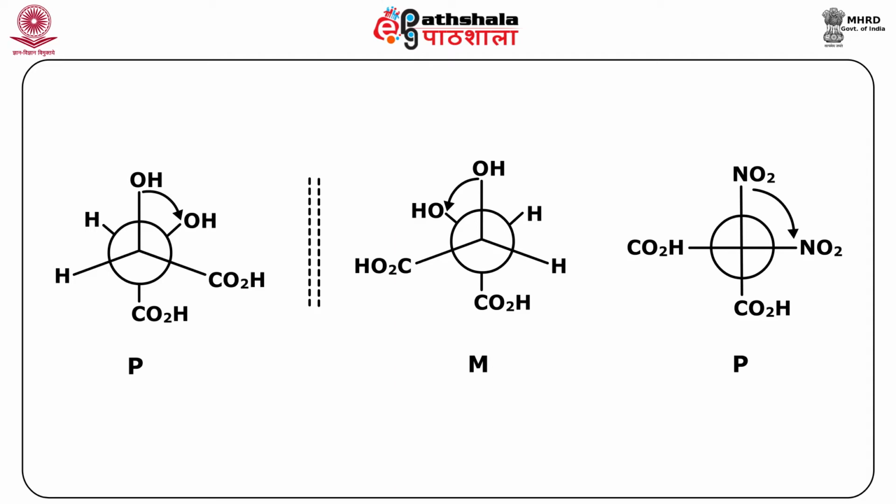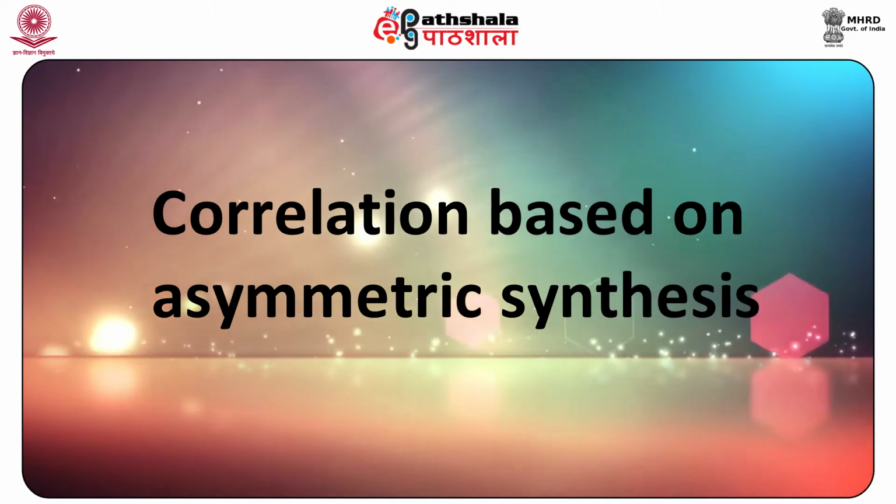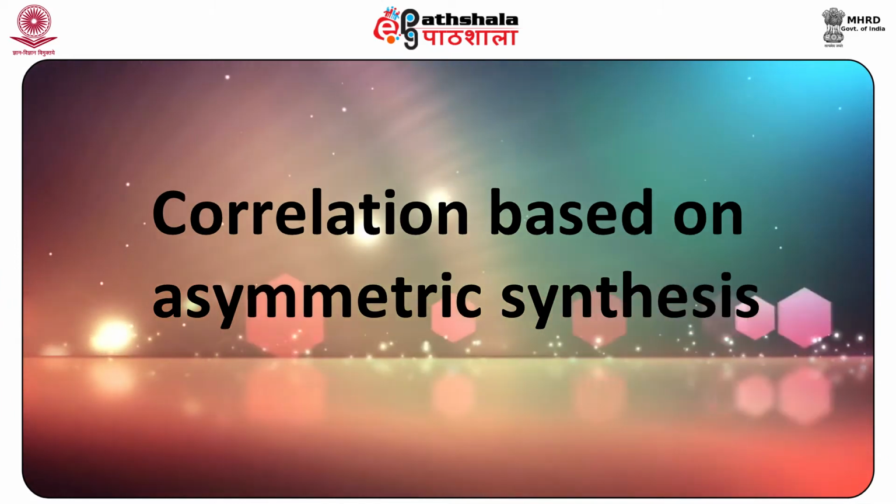The enantiomer of this form is an M helix. In biphenyls, R corresponds to M and S to P. Shown here are the two enantiomeric forms P and M of the acyclic conformers. Cram's rule and Prelog's rule: correlation based on the asymmetric synthesis.